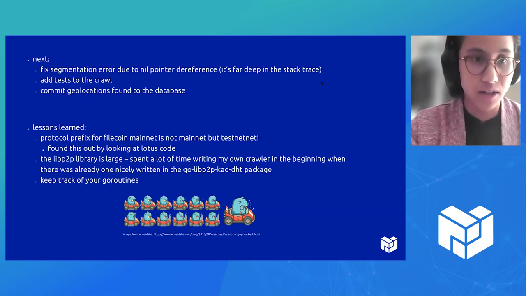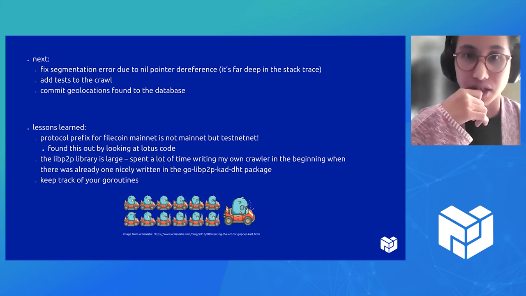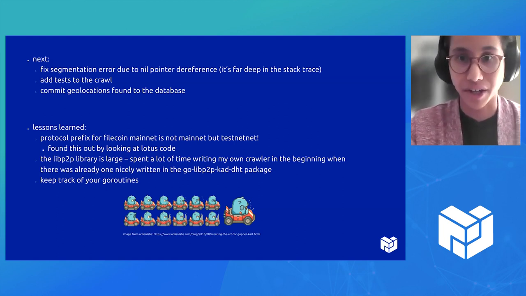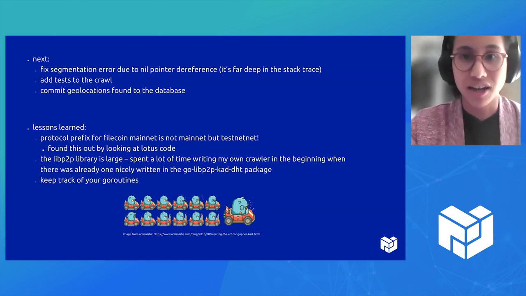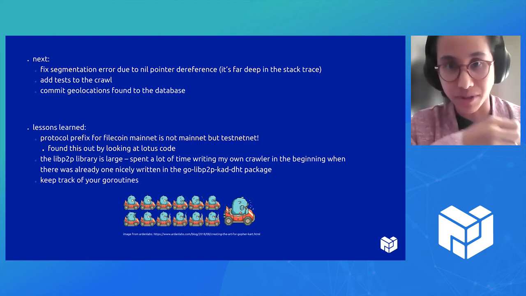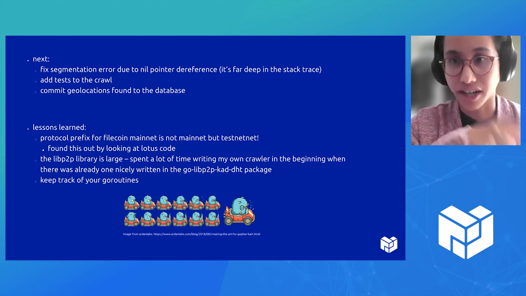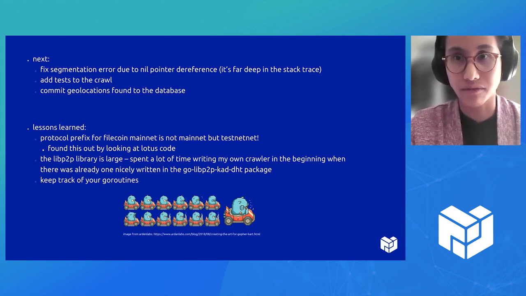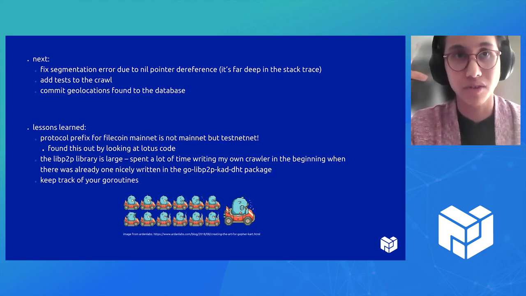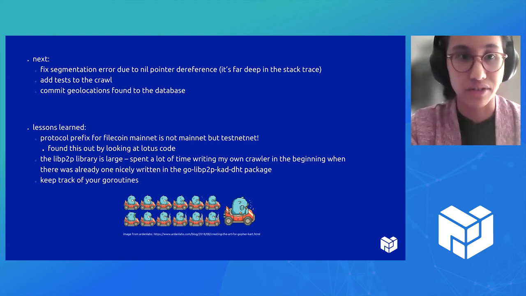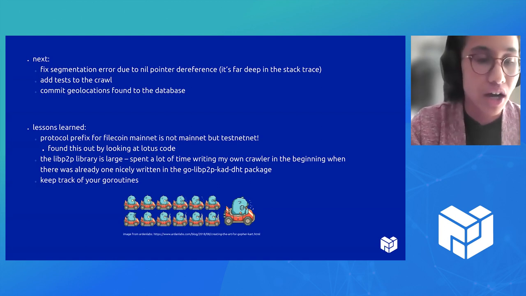Add test to the crawl. A lot of the issues that I had were actually from having the wrong protocol prefix for Filecoin mainnet. Turns out it's testnetnet, and I really had to go deep into the Lotus code base to figure out what the correct protocol ID is for Filecoin mainnet, so that the peer IDs could be verified and validated correctly in the DHT.